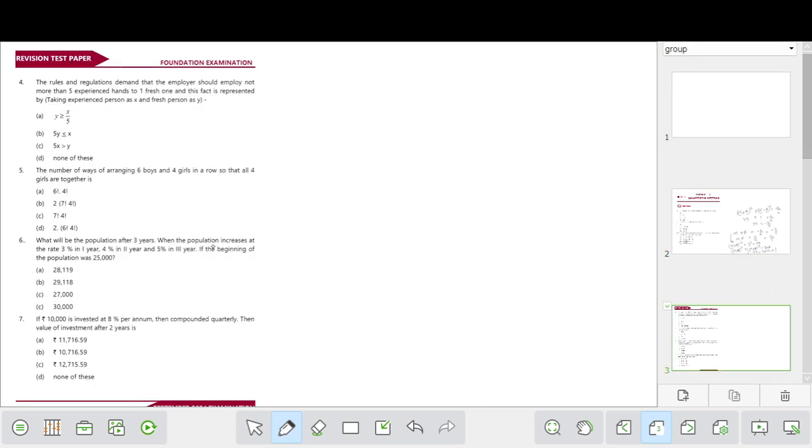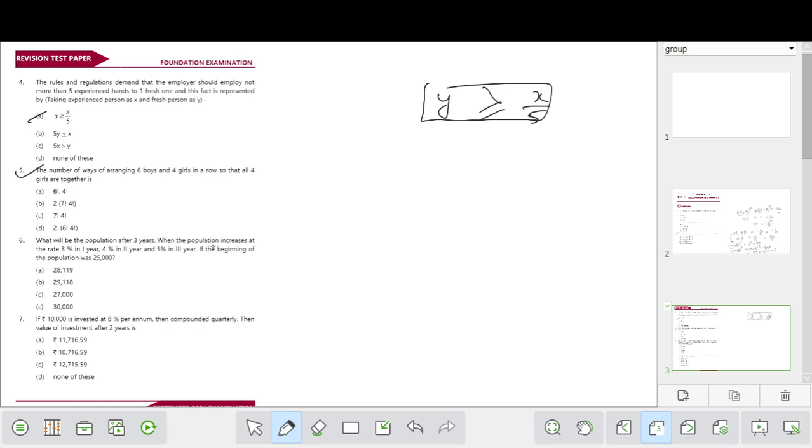Rules and regulation demand that the employer should employ not more than 5 experienced hands to 1 fresh hand, and this fact is represented by. So fresh hand is y and experienced one is x, and not more than 5 experienced ones. So x should be always less than or equal to 5y. So this would be our answer. A should be the option.